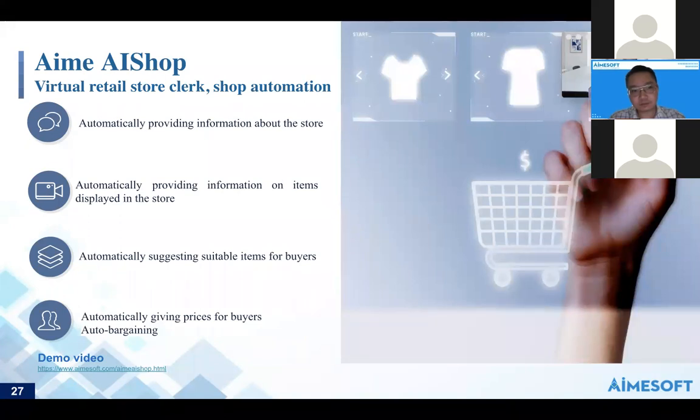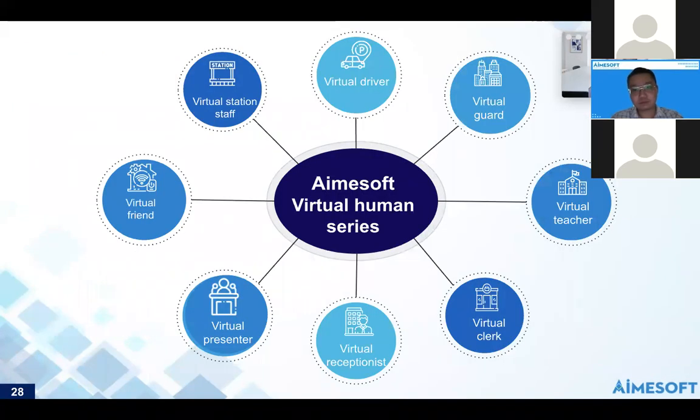Virtual retail store clerk Aimesoft automatically provides information about items. It can also suggest suitable items for buyers. This is the virtual human series of Aimesoft. We created many types of virtual humans to help you in various areas in your business and life. The ultimate goal is to transform your business and life with the power of multimodal AI.